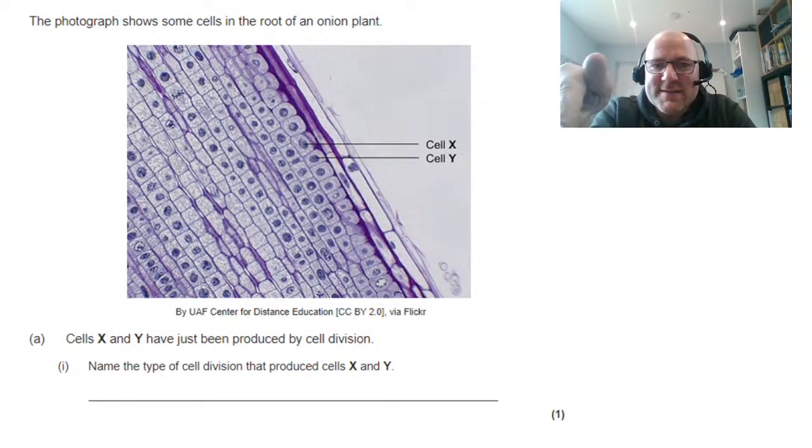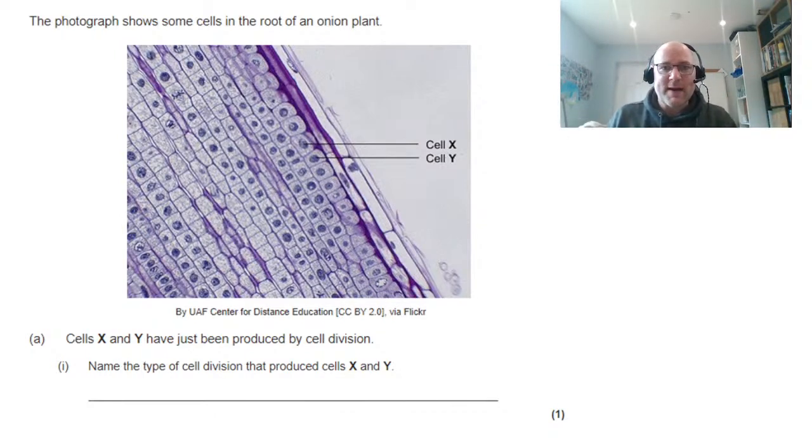Okay, guys, cell X, cell Y. Cell X and Y have just been made by cell division. Name the type of cell division that made X and Y. You know of two cell divisions. You've got mitosis that we just looked at, where the chromosomes line up in the middle, separate, and you get two daughters. Or you've got meiosis. So we have to figure out, is this meiosis or mitosis?